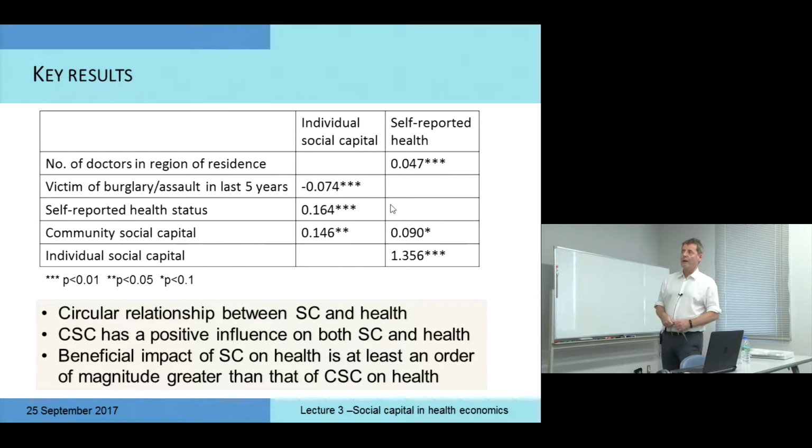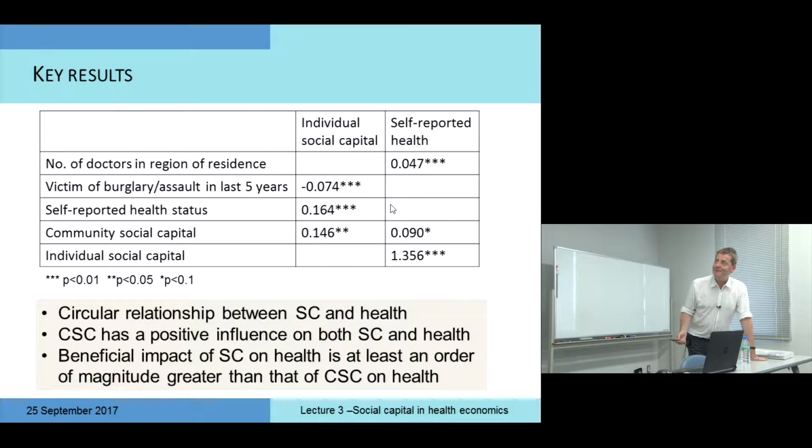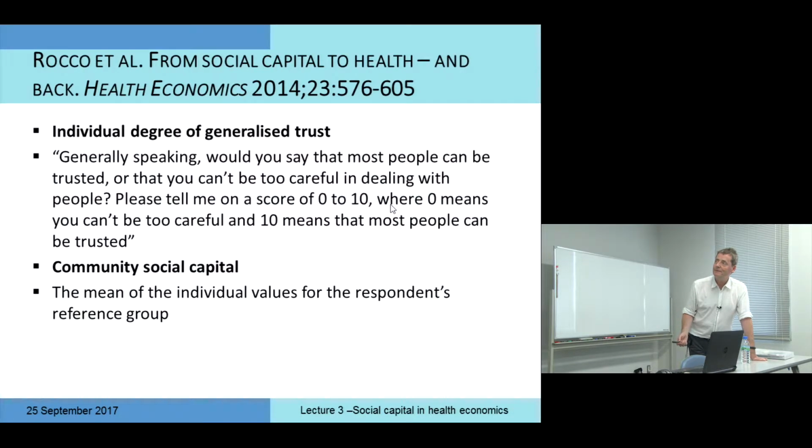No, individual social capital in this paper by Rocco is how people responded to the question about trust: most people can be trusted, or maybe most people really can't be trusted. And so it was a 0 to 10 scale. I think I might have that. Yeah, here we are. Generally speaking, would you say that most people can be trusted, or that you can't be too careful in dealing with people?